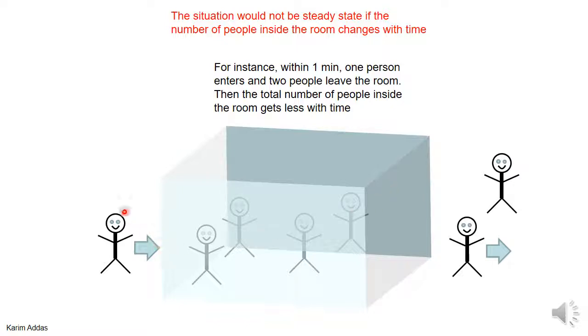It could be, for instance, that if you wait for 1 minute, one person enters and 2 people leave. In this situation, after the 1 minute, you'll only have 4 people inside the room. So the number of people inside the room is getting smaller. So this is not a situation of steady state.